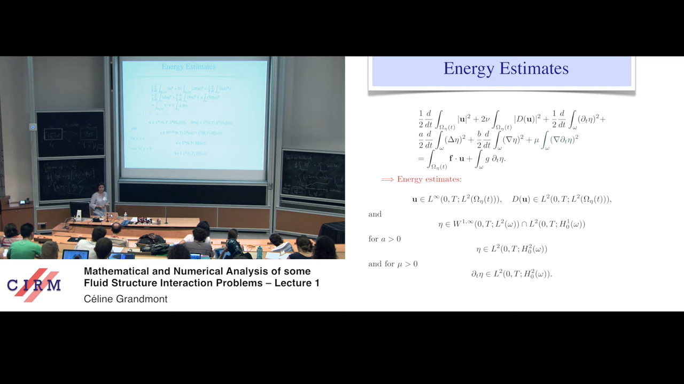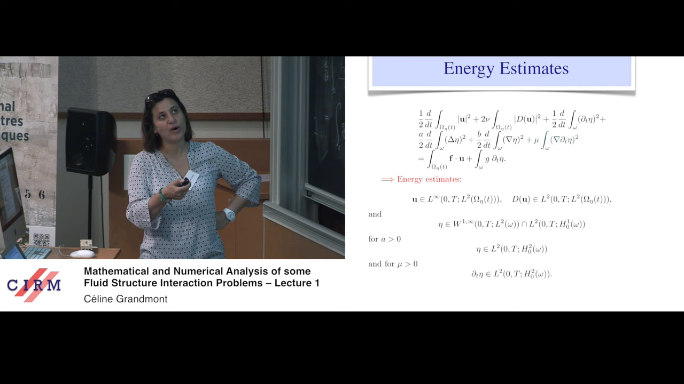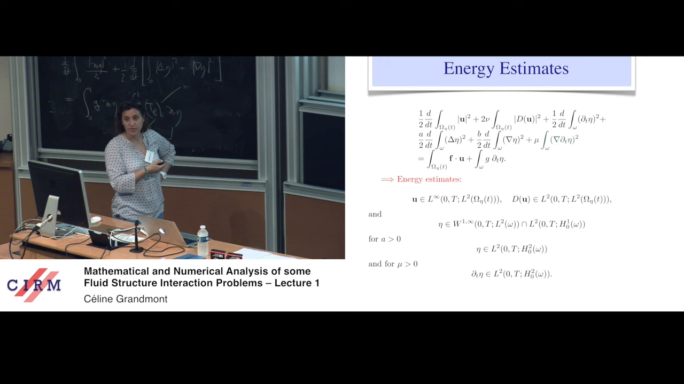But do you think that the smoothness is a numerical artifact? Those are the bounds we obtain thanks to the equality of the balance of energy.